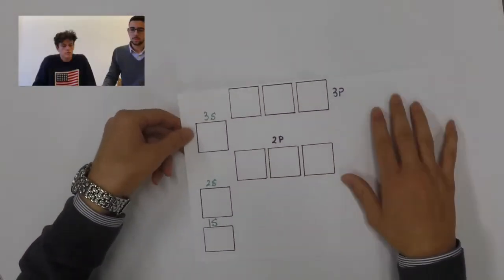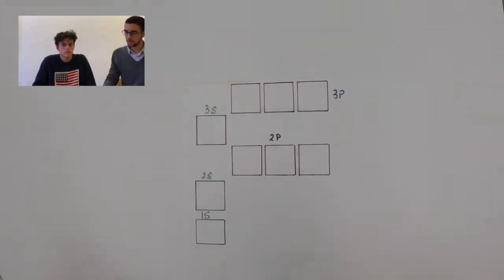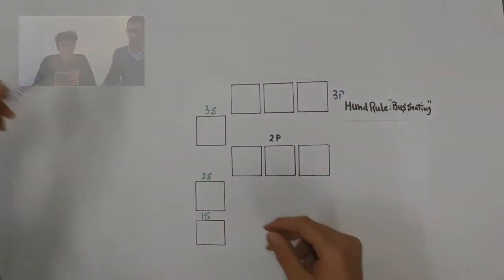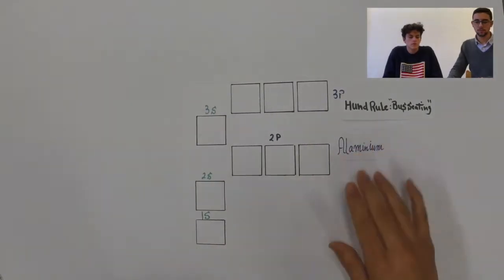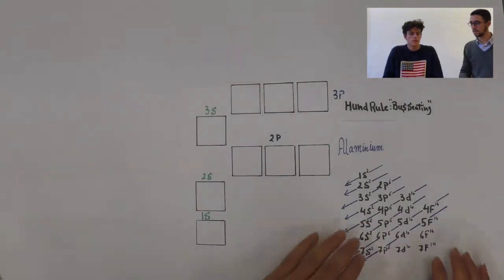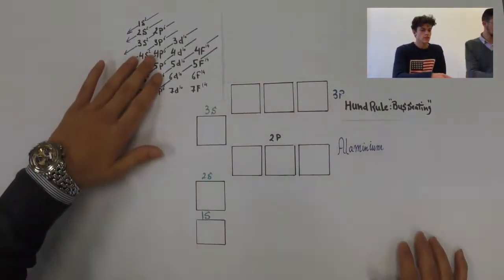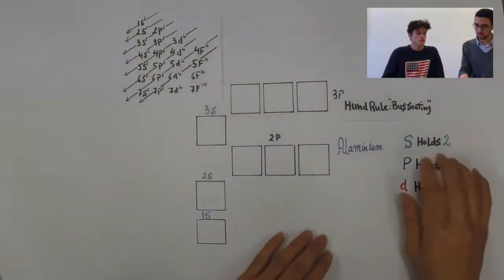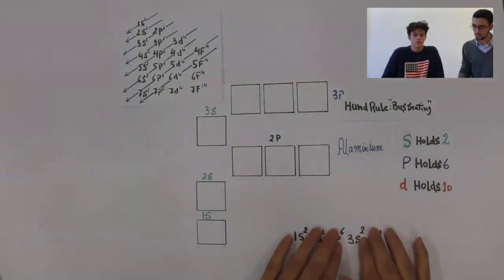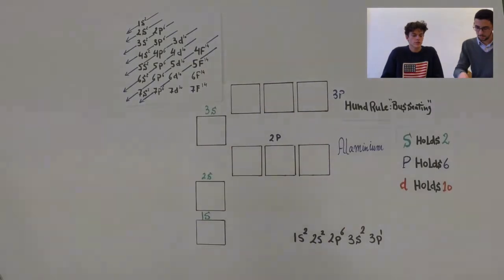The bus-seating rule, developed by Friedrich Hund, makes electron configuration easier to visualize. So now for an example, we choose the aluminum element from the periodic table to show it. So as we go up the diagram, as you see here, the number of shells increases, as well as the energy level. The boxes represent the orbitals. Now let's do the electron configuration of aluminum.